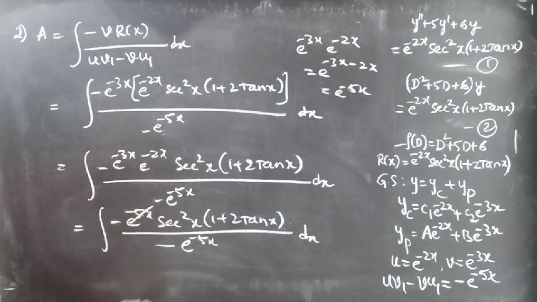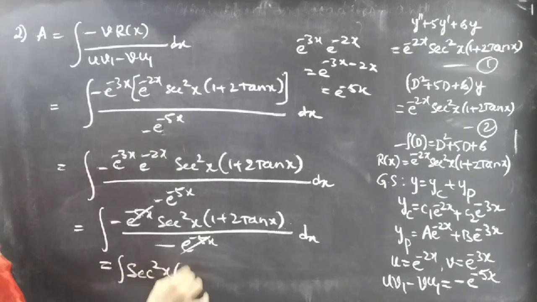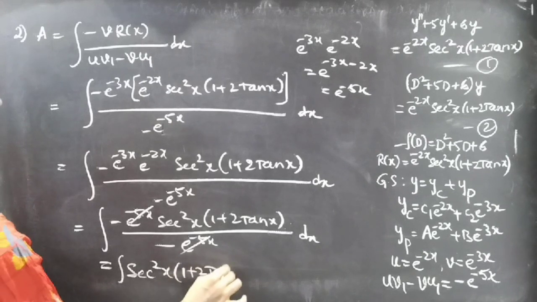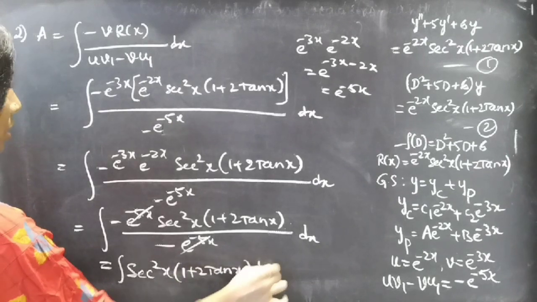So here minus e power minus 5x gets cancelled. Then we'll get a equal to integral secant square x of 1 plus 2 tan x into dx.